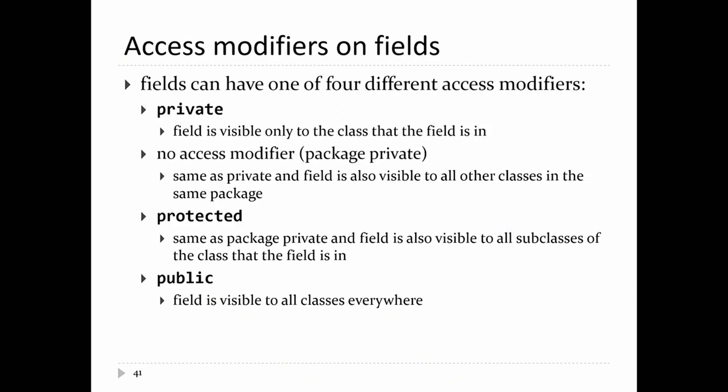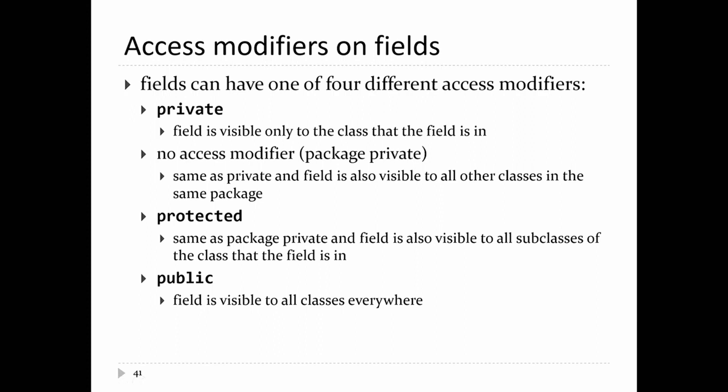Fields can have one of four access modifiers. Private means the field is visible only inside the class that it's defined in. No access modifier is package private, so classes inside the same package can access the fields directly by name. Protected we'll look at several weeks from now. And public means that the field is visible to every class everywhere.